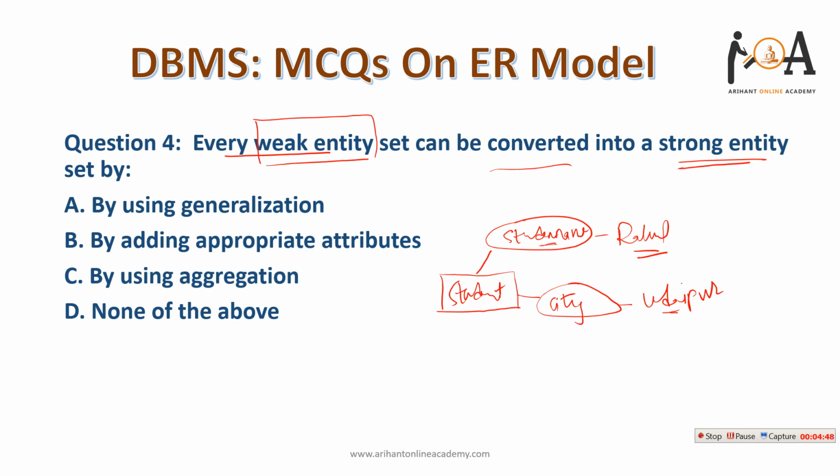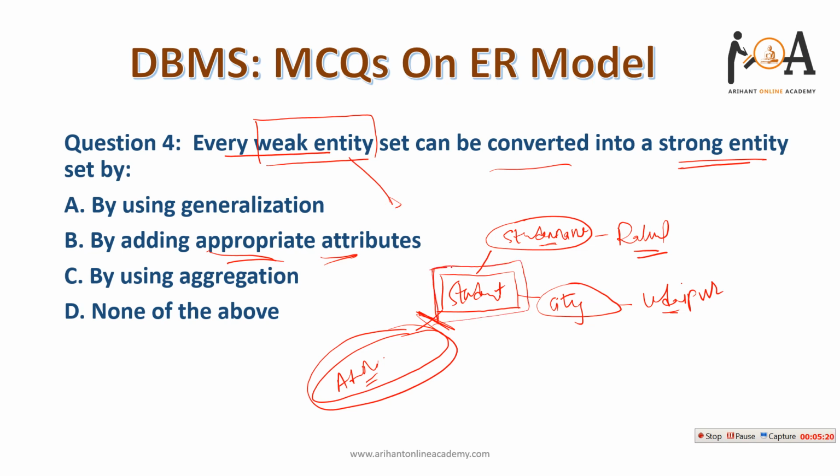So by adding appropriate attributes, like student ID or student's Aadhaar number, which are not part of this entity, that is, by taking appropriate attributes from another entity, we can make a weak entity into a strong entity. A weak entity is represented by a double rectangle. So option B is the correct answer.